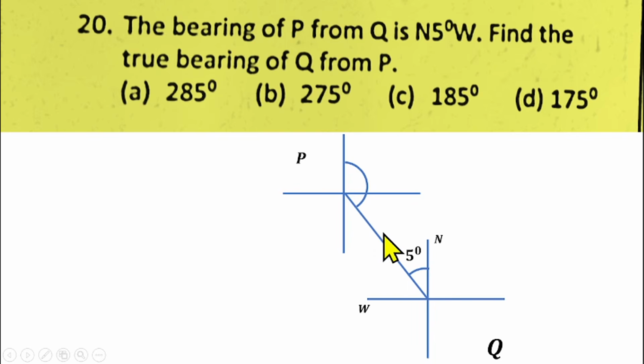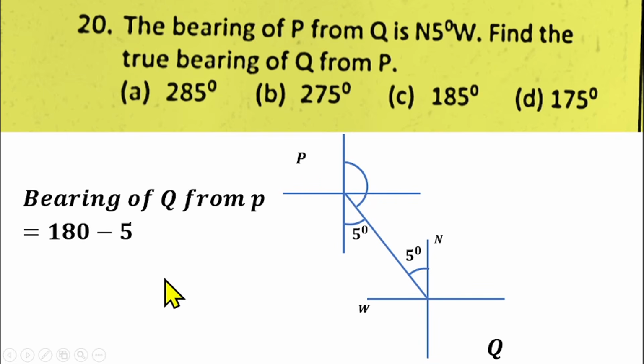And how do we get that? The angle is 5 degrees, that means the angle here will be 5 degrees as well. Alternate angles. So from there you can find the remaining angle here, which should be 180, the whole angle here, minus 5 degrees. That will give us 175 degrees, which is option D for question number 20.